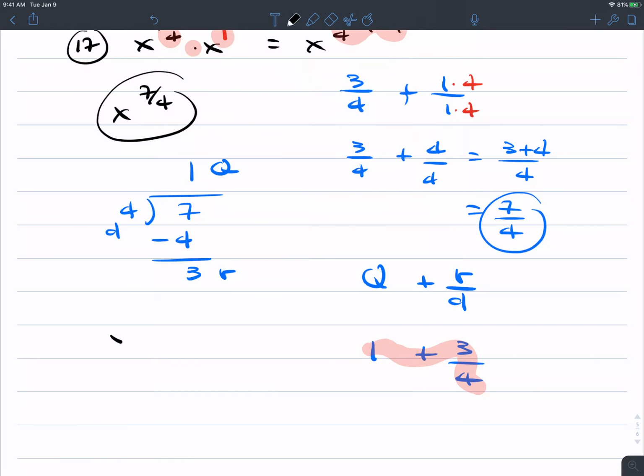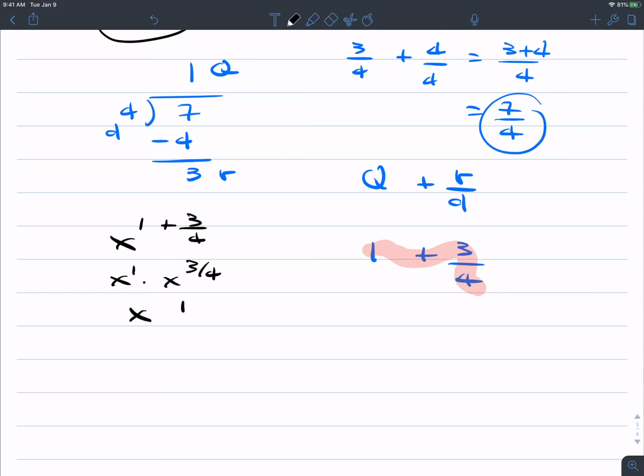So we say x to the first plus 3/4, which is x to the first power times x to the 3/4. And now we get x times the fourth root of x cubed. Yes, absolutely. Now, remember, this is what you want to do because your index 4 here is going to be bigger than your power for x. What that means is this is actually a simplified radical. So this is what you guys want to do. If they ask you to write this as a radical, you just did, that's the process. It's x times the fourth root of x cubed.